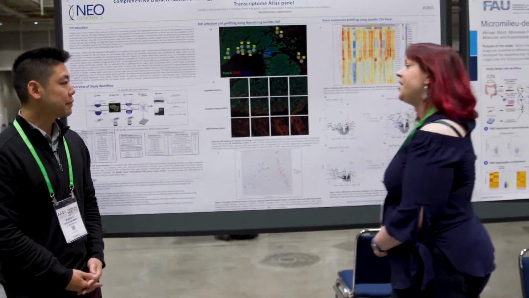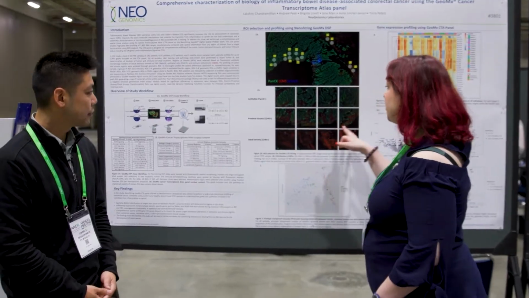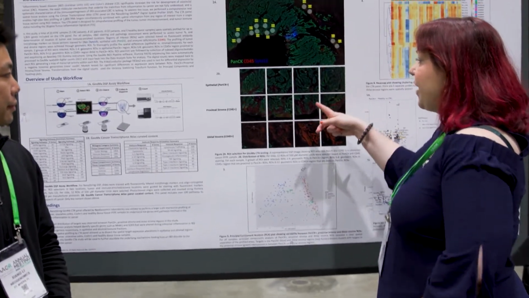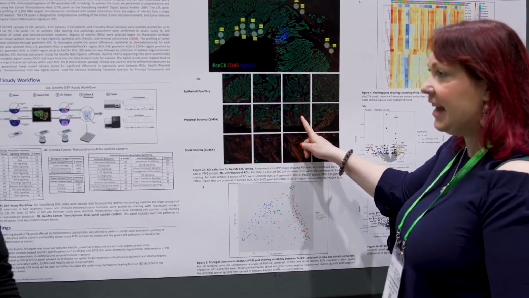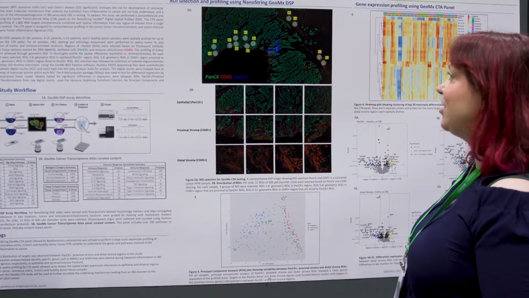Excellent. Another thing I noticed is that for these proximal stroma regions, you could have actually segmented between CD45 positive and pan-CK. So that's something else that you could do.